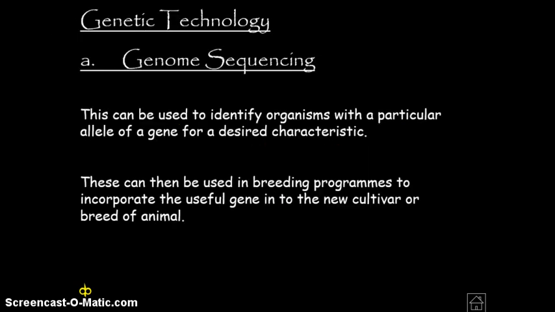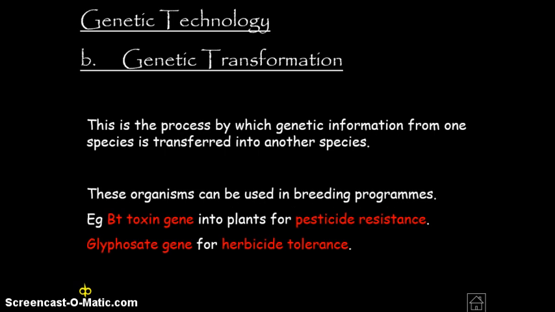As a result of genome sequencing, organisms with desirable genes can be identified and then used in breeding programs. Breeding programs can involve crop plants that have been genetically modified using recombinant DNA technology. Single genes for desirable characteristics can be inserted into the genomes of crop plants, creating genetically modified plants with improved characteristics. Recombinant DNA technology in plant breeding includes insertion of the Bt toxin gene into plants for pest resistance, and a glyphosate resistance gene inserted for herbicide tolerance.